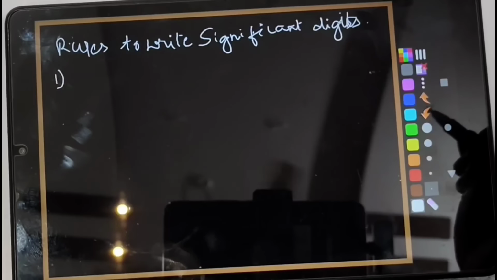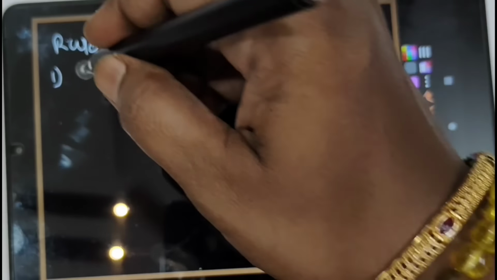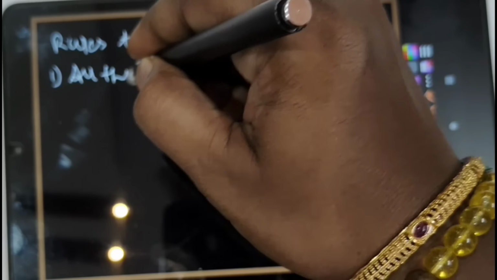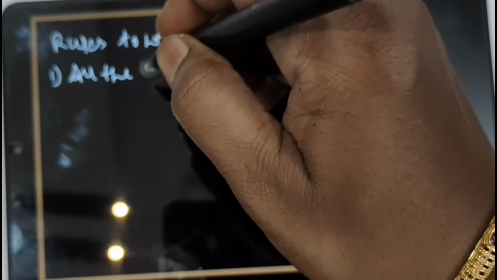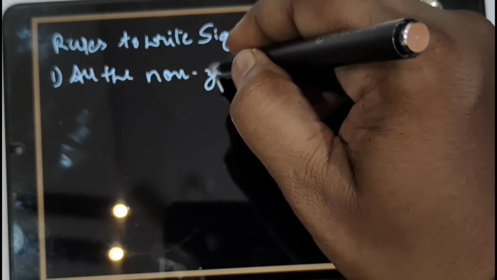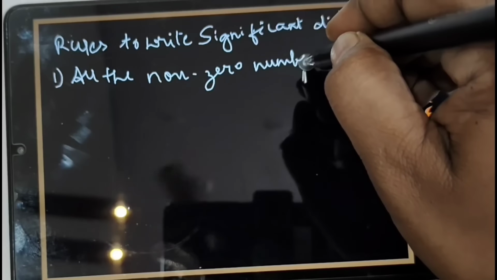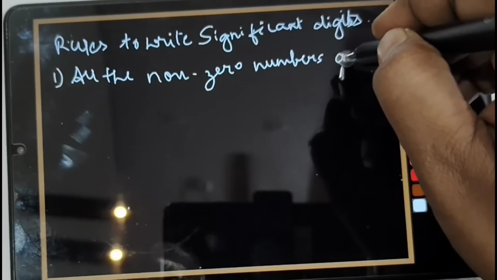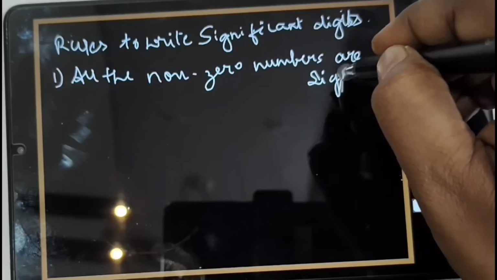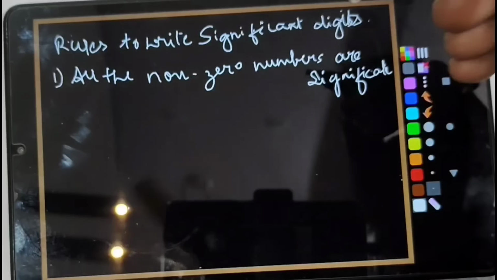Let us see the first one. All the non-zero digits are significant. So the rule is: all the non-zero numbers are significant.